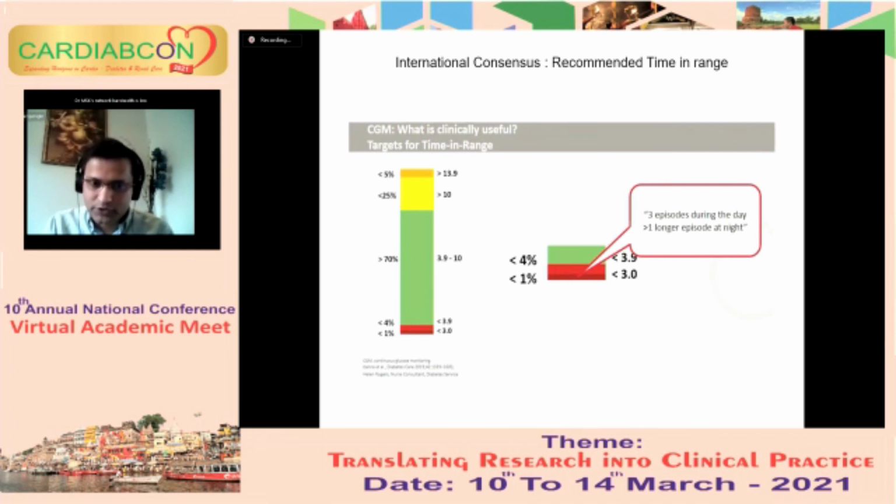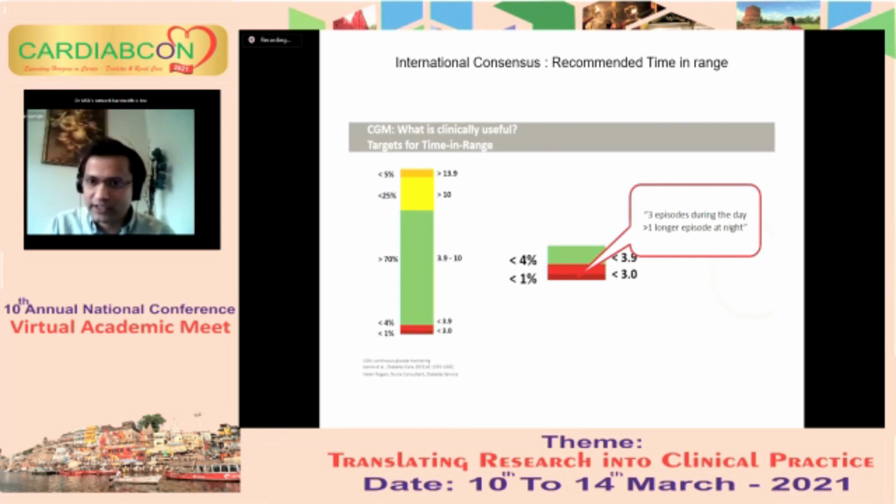So we have to make sure that they are not having good time in range at the expense of hypoglycemia. Hyperglycemia, we don't see that often, but we always see the established link when they try to chase the numbers between the hypoglycemia and the time in range. And again, the counseling is very important in this population.